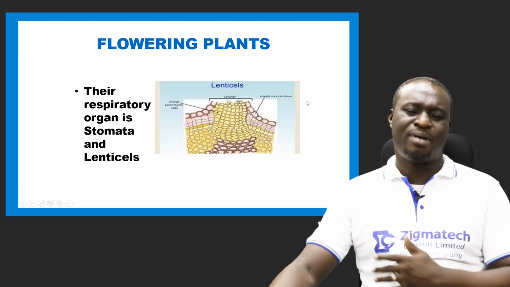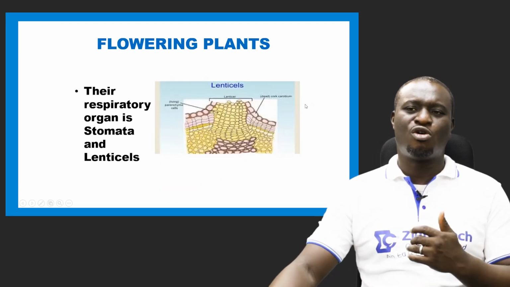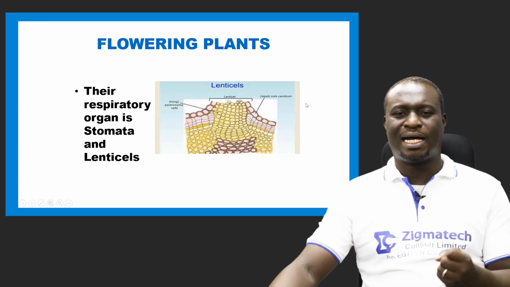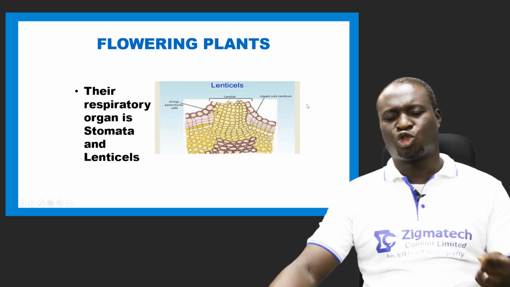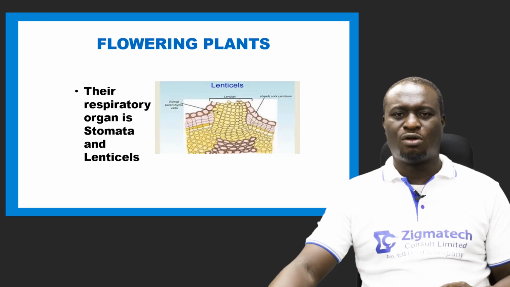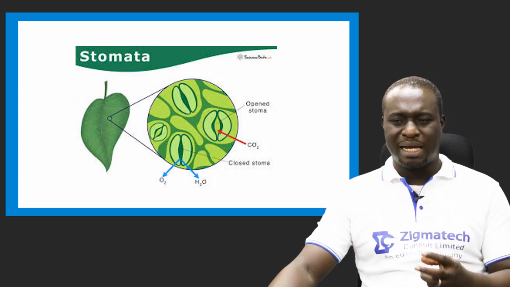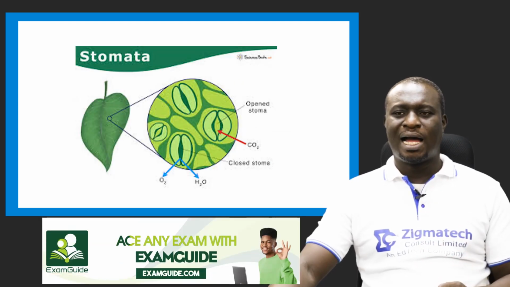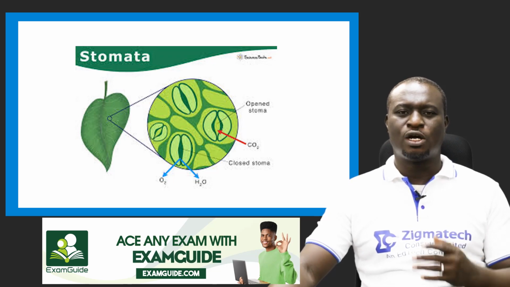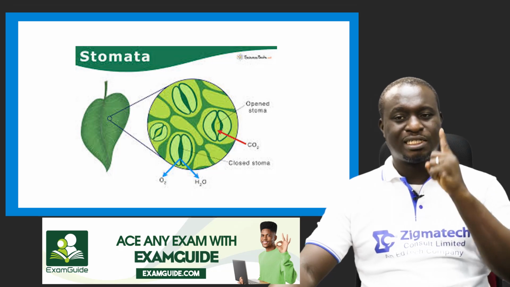And then flowering plants. Flowering plants have their own respiratory organ. In fact, there are two. We have the stomata and the lenticel. The stomata is found on the leaves, while the lenticel is usually found on the stems. Okay, so stomata and lenticel. Now, this brings us to the end of this particular topic on respiratory system 1.